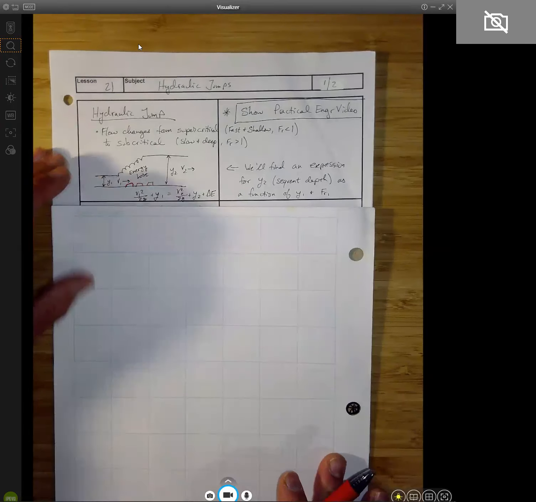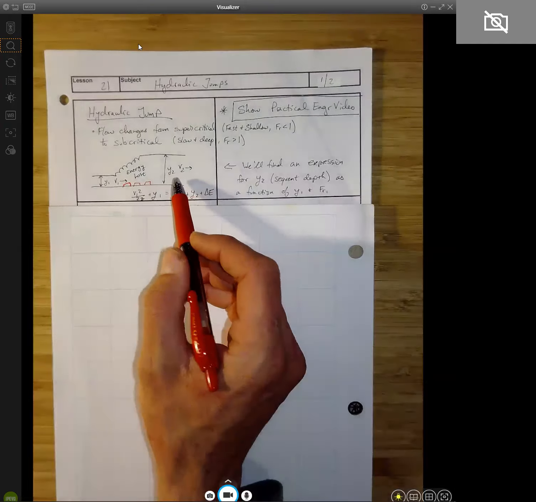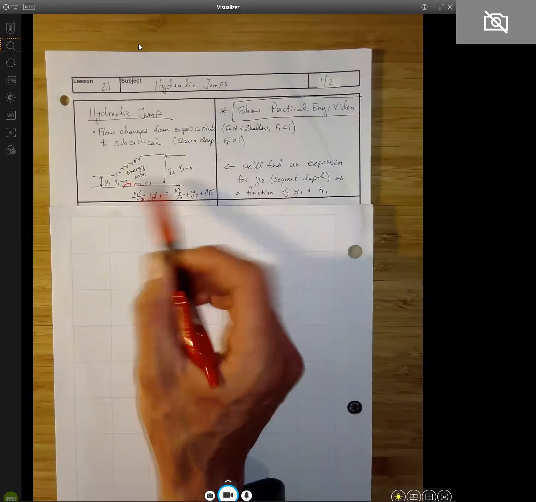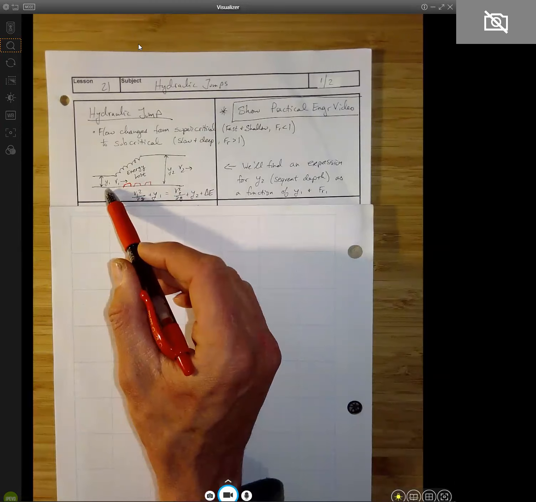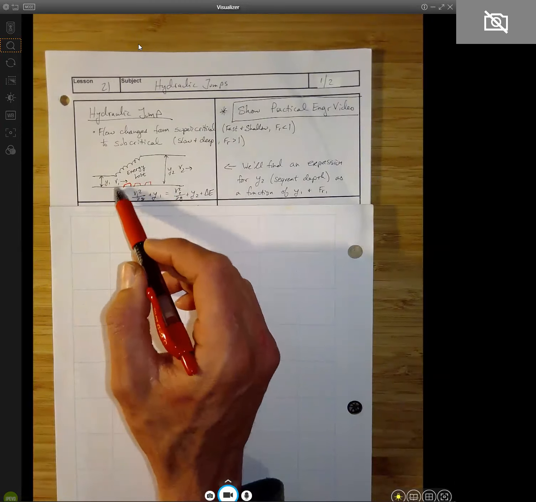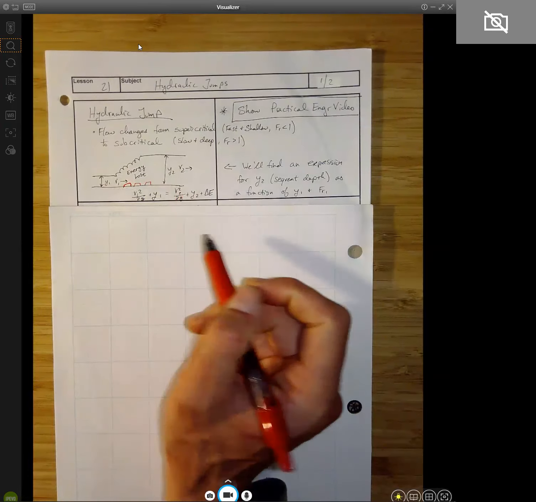So the challenge is often we're interested in understanding what the sequent depth will be, and that's the depth downstream of the hydraulic jump relative to the approach depth. So if we know the approach depth and we know the velocity of that flow, we can actually calculate this downstream depth using conservation of momentum.